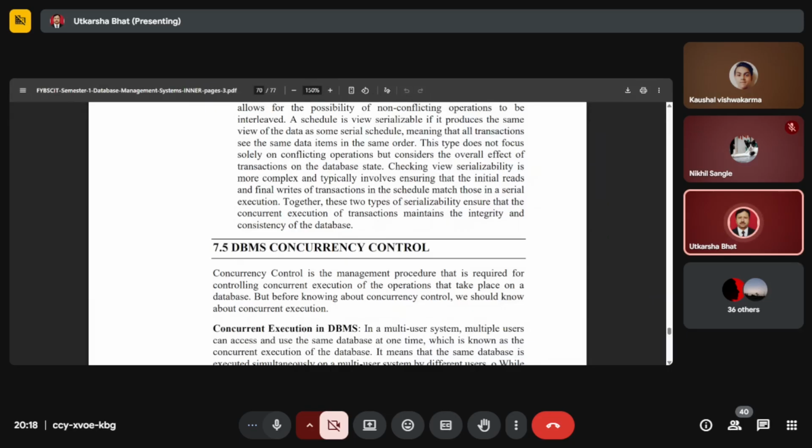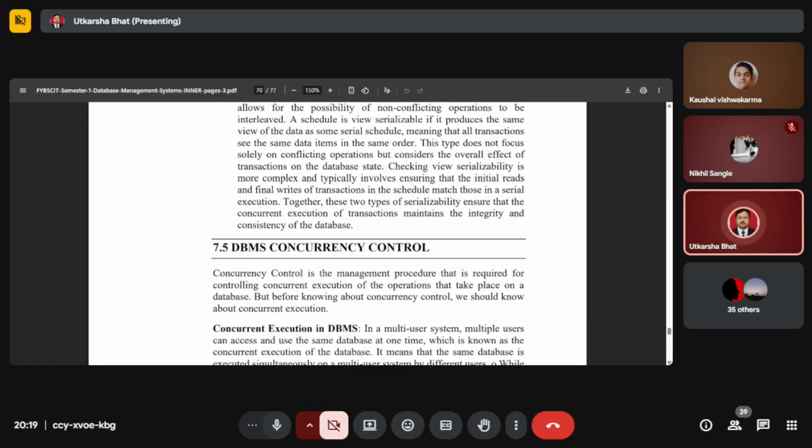Concurrent execution in a DBMS. In a multi-user system, multiple users can access and use the same database at one time, which is known as concurrent execution. In a multi-user system, multiple users can access and use the same database.